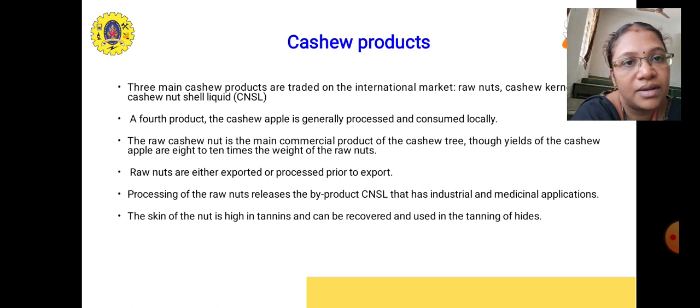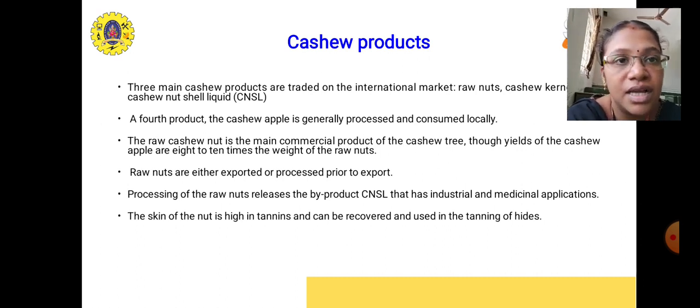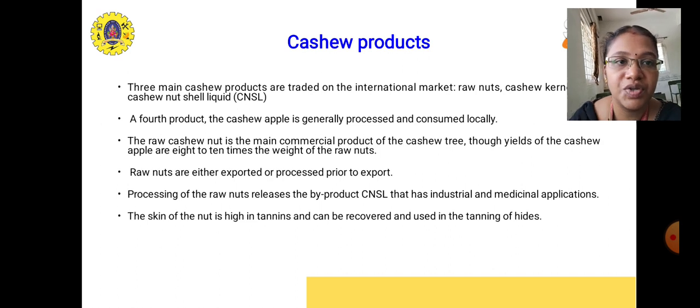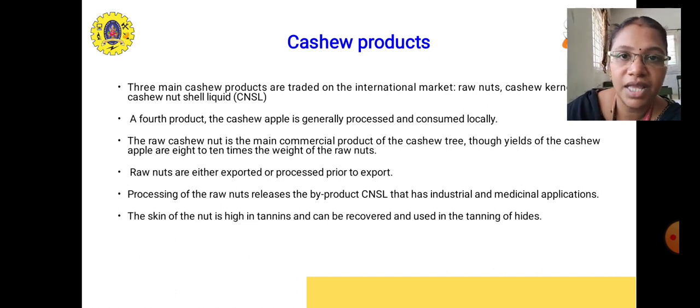As we have already seen, during the process itself we categorize three main products of cashew. By processing itself we can obtain another two types of products, the cashew apple and the cashew nut shell liquid. Mainly, the liquid plays a major role in medicinal applications.